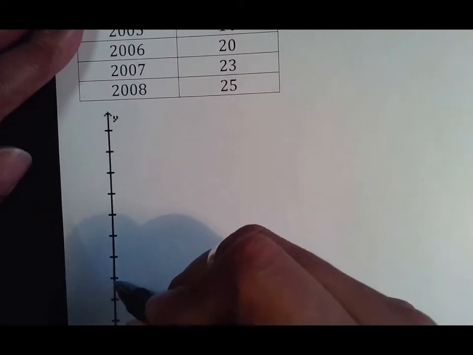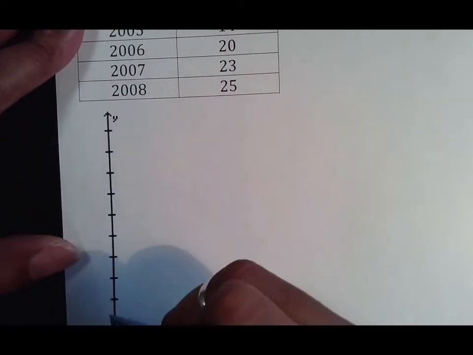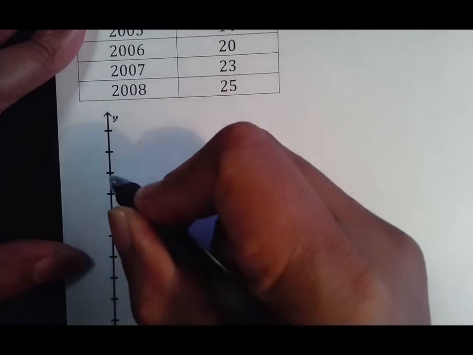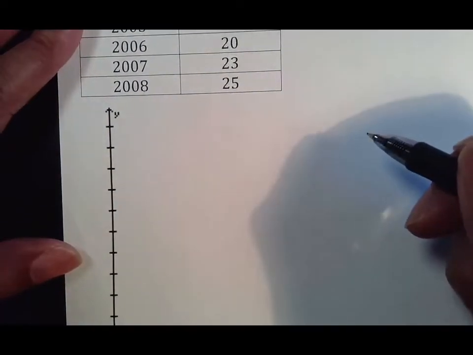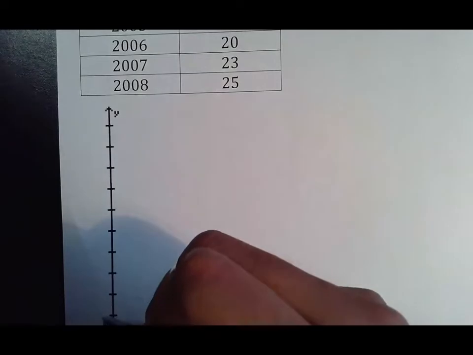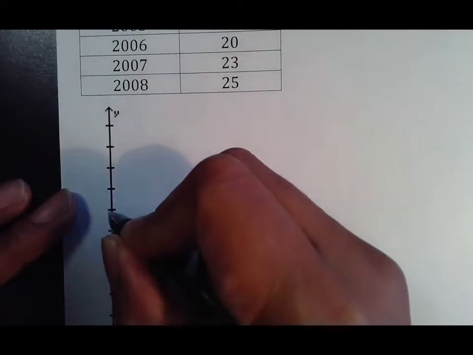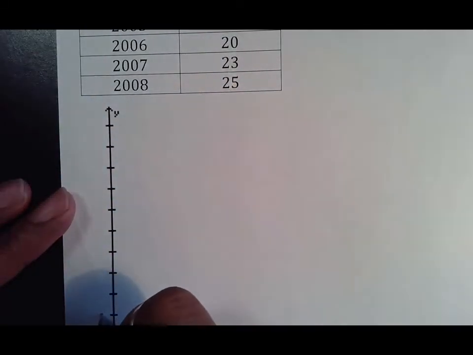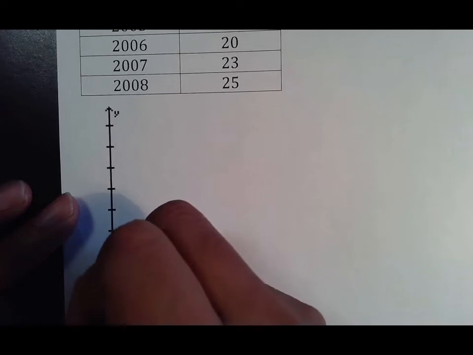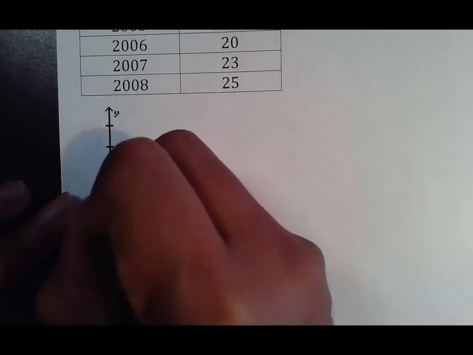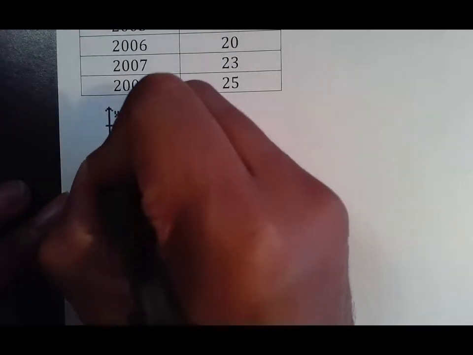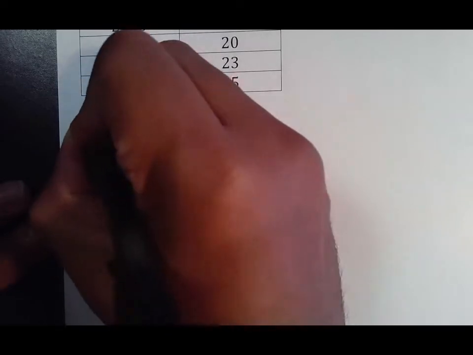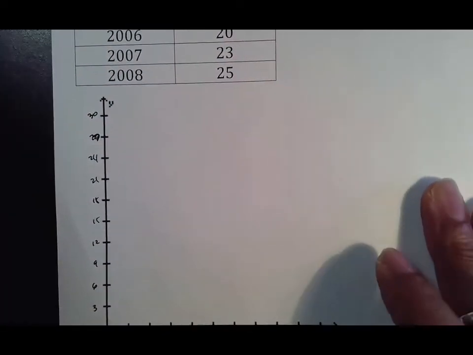And your number of employees goes from 4 to 25. So 5, 10, 15, 20, 25 is not enough. 2, 4, 6, 8, 10, 12, 14, 16, 18, 20. What about 3s? 3, 6, 9, 12, 15, 18, 21, 24. Yep, so we'll go with that. 3, 6, 9, 12, 15, 18, 21, 24, 27, 30.